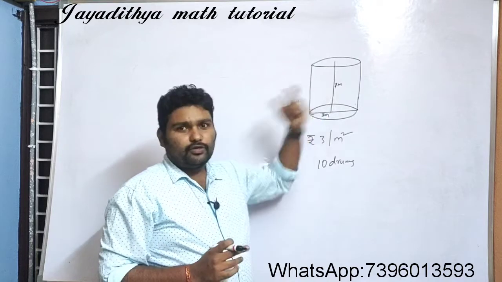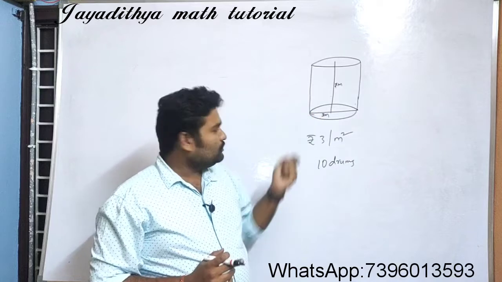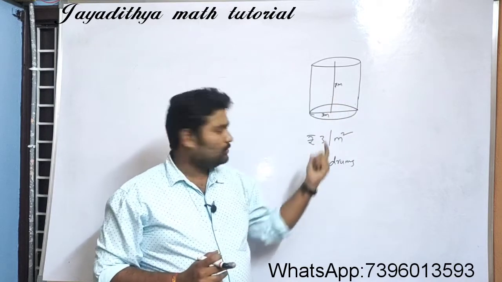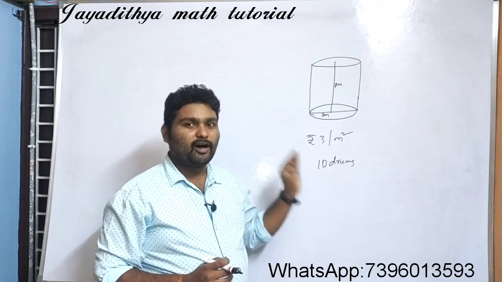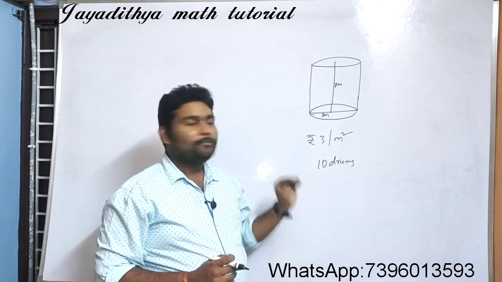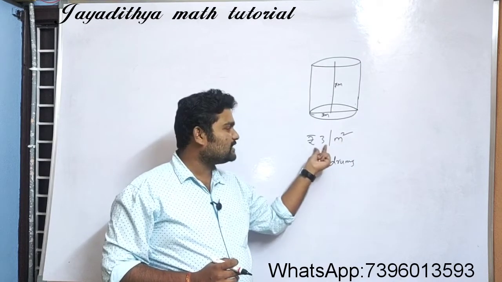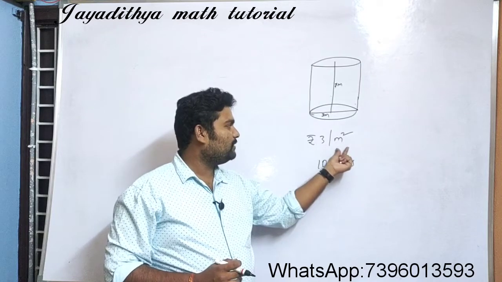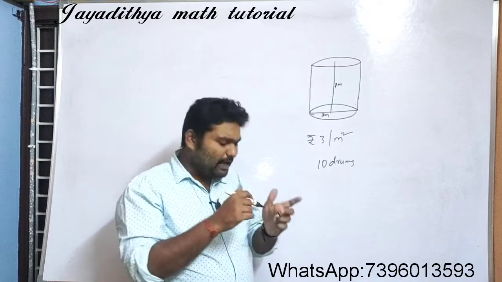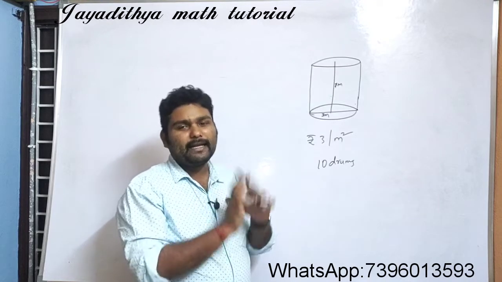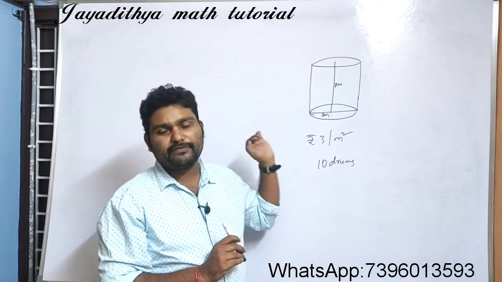So understand the problem first. There is an oil container in the form of a cylinder. We have 10 drums, and all 10 drums must be painted. The painter charges rupees 3 for every square meter. So where will he paint? He will be painting the complete surface of the drum, right?